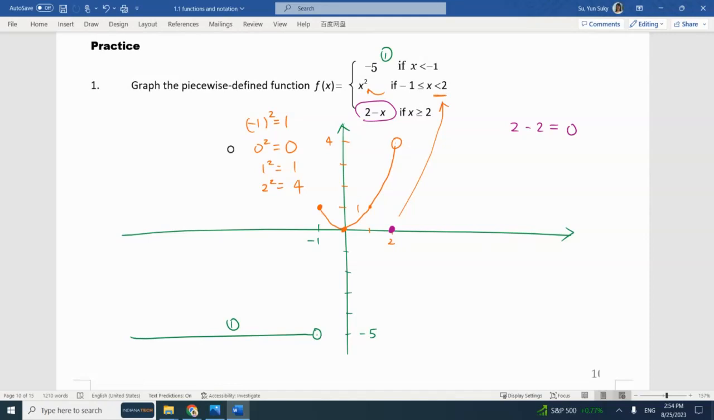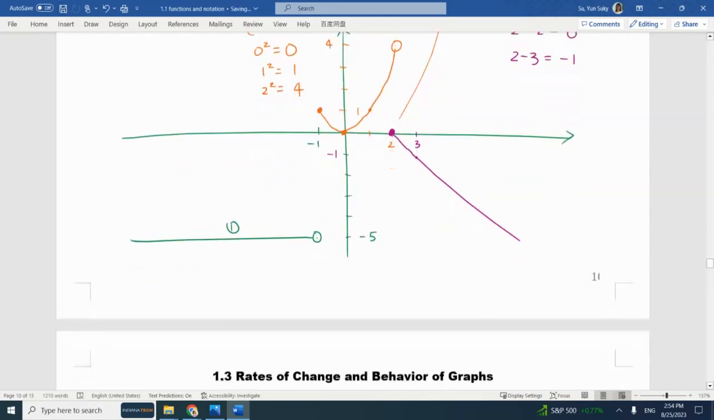Give me another point greater or equal to 2. 3. So 2 minus 3 is -1, right? So at 3, we get -1 here. Okay, 2 points can fix a line. So I can draw the line. All right. So this is the piecewise function. Okay, everybody? All right, good. Let's keep going.